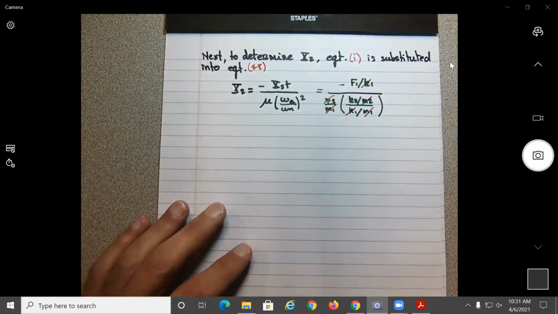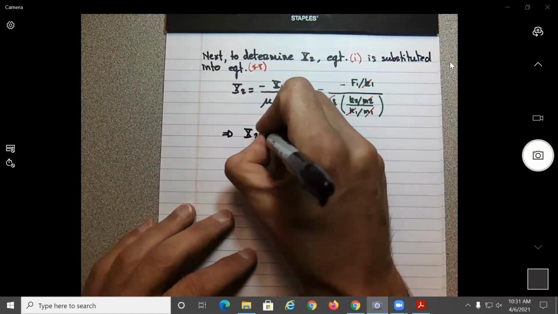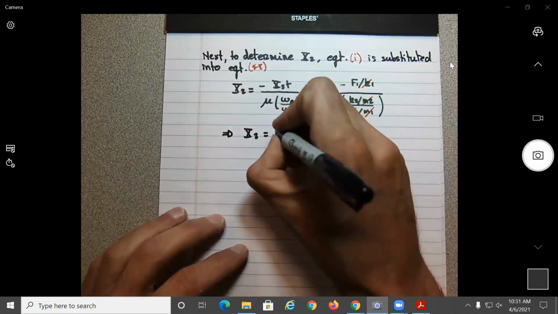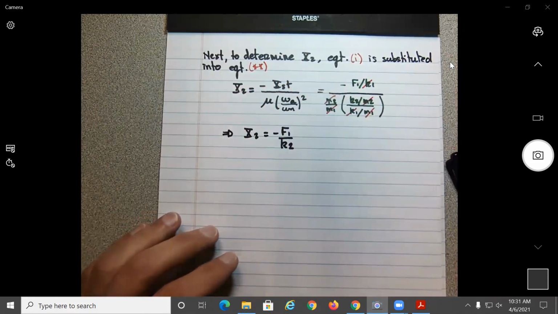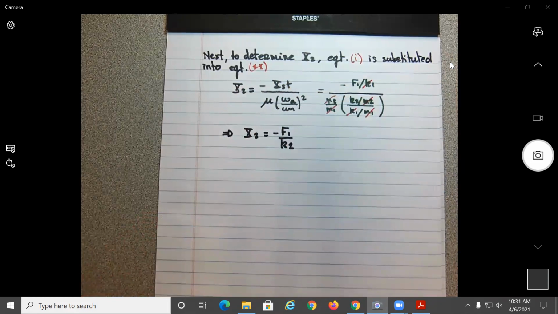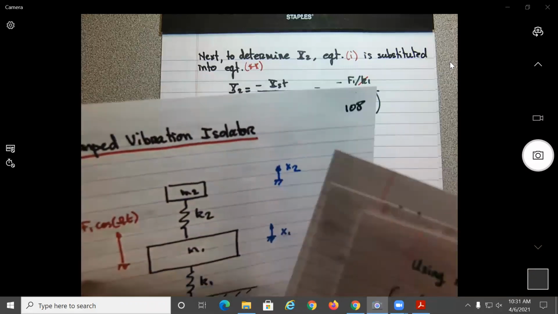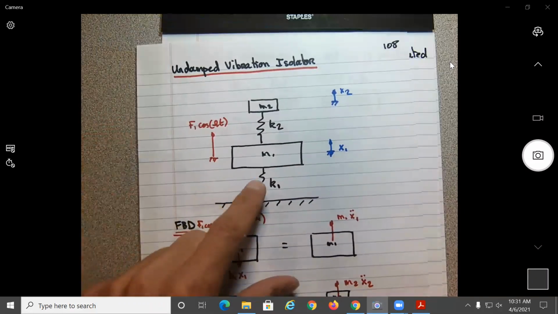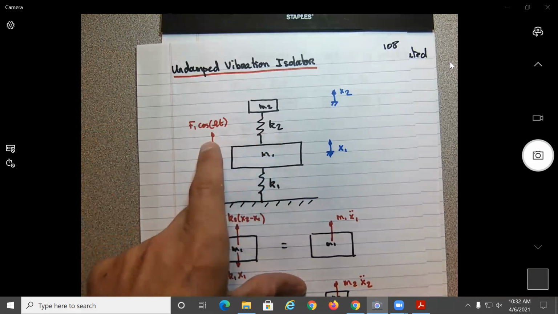So at the end, we are just left with X2 equal to minus F1 over K2. Okay, so basically, what I'm trying to say is what? Is that if we go back to the initial figure, now, really, the total deformation of this will be equal to what? To the force F1 divided by the new spring.